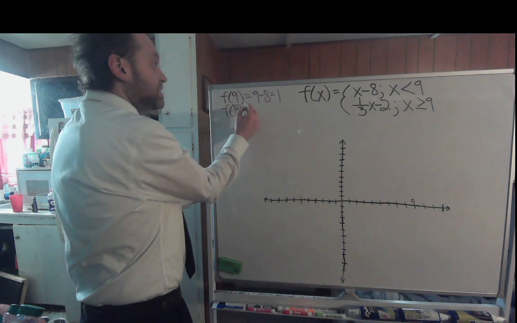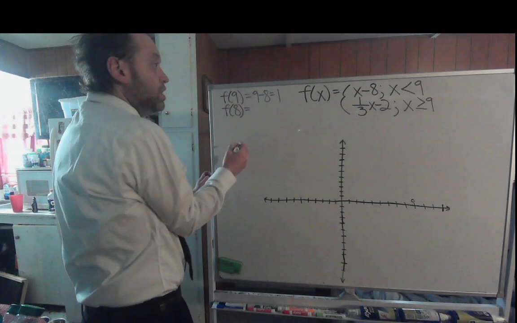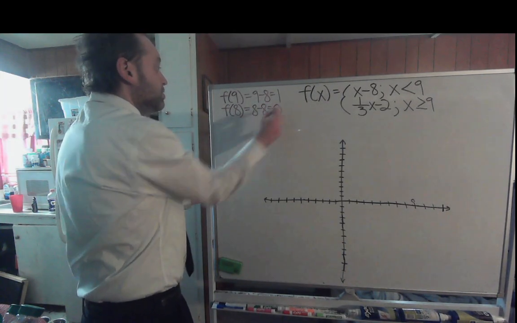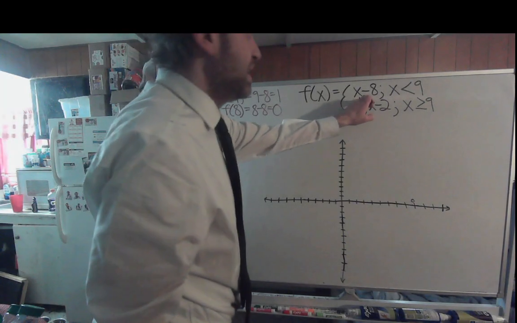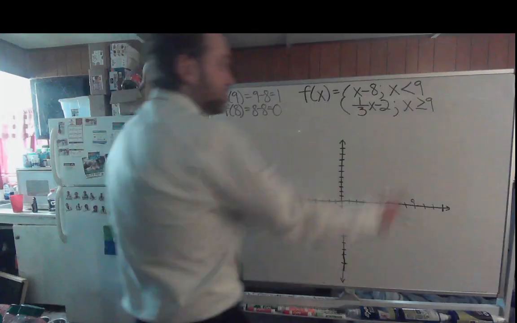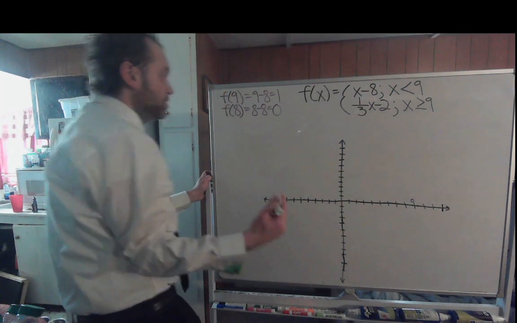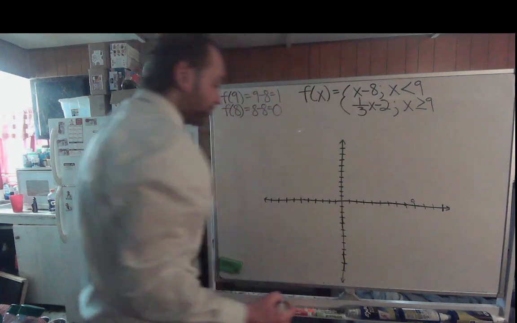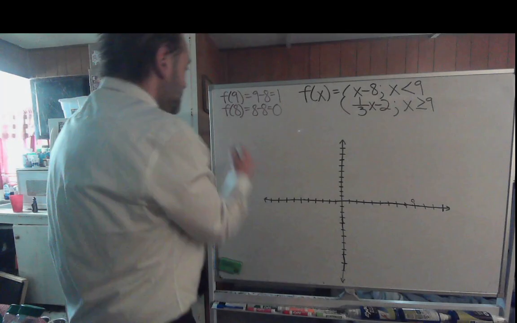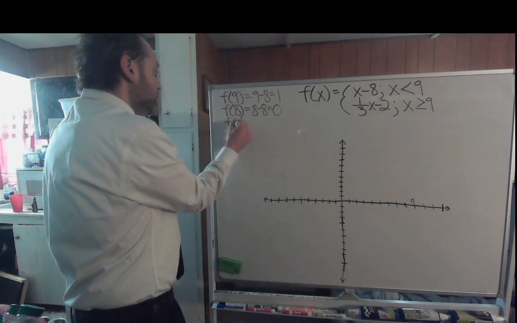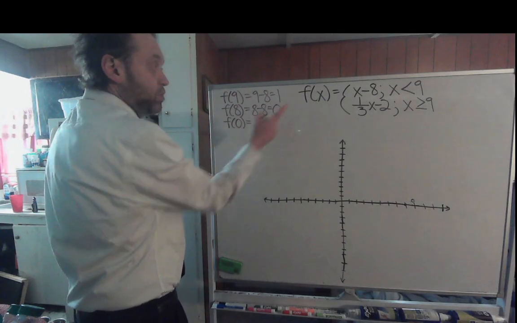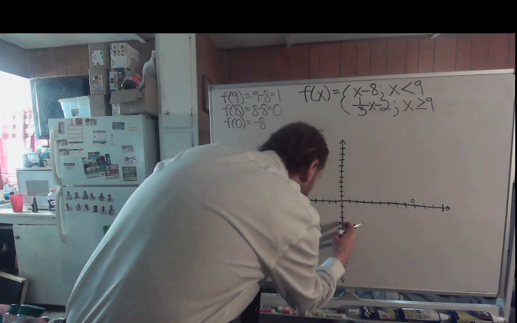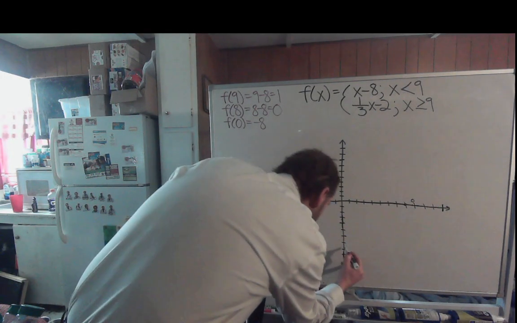F of 8 itself would be equal to, of course, 8 minus 8, which would be 0. F of 8 is defined in x minus 8 since the value of the domain is less than 9. So 8, 0 would be defined. And of course, why don't we put in f of 0? F of 0, of course, 0 minus 8, that would give you negative 8. So 1, 2, 3, 4, 5, 6, 7, 8.